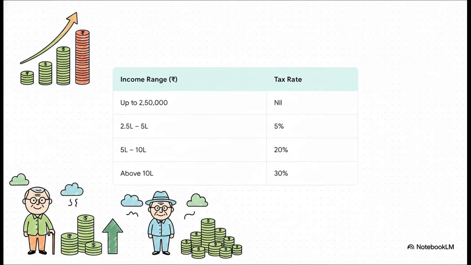So here's the classic path, the old regime. You can see that up to 2.5 lakhs you pay zero tax. Then it climbs slowly from 5% to 20% and finally 30%. One of the best things about this regime is that it's extra friendly to senior citizens. For them, the tax-free limit is 3 lakhs, and for super senior citizens over 80, it's a whopping 5 lakhs.